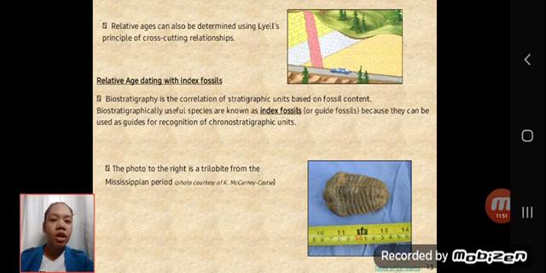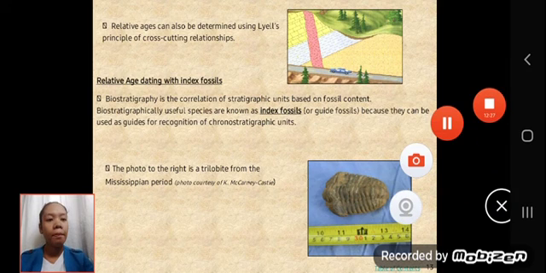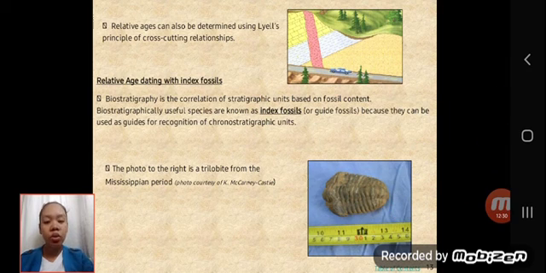So next is relative age dating with index fossils. Biostratigraphy is the correlation of stratigraphic units based on fossil content. Biostratigraphically useful species are known as index fossils or guide fossils because they can be used as guides for recognition of chronostratigraphic units. Index fossils are widespread, have short temporal durations resulting from rapid lifespans, are abundant throughout their geographic and geologic ranges, and are easily recognized or unique.